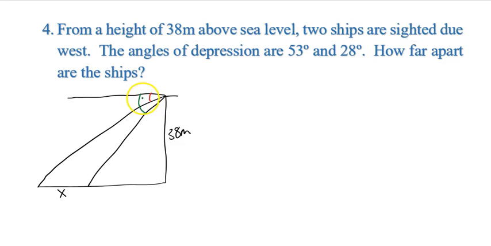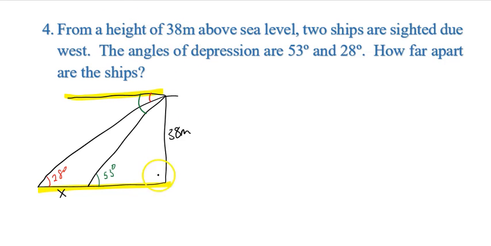Now, this is where you want to use the alternate interior angles property. If you just focus on this horizontal line and this horizontal line, that red one is going to be alternate interior angles with this down here. So this is where our 28 degrees is. The green one is going to be alternate interior angles with this angle, and so that is where the 53 degrees is. That's the hardest part, honestly, I think, of this whole problem, is figuring out those angles and where they go.